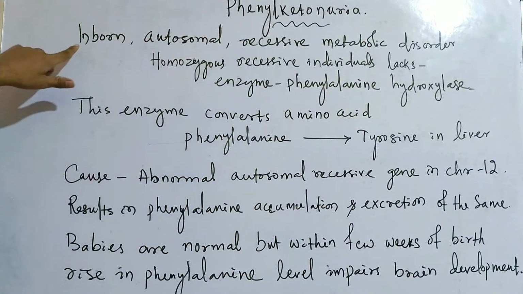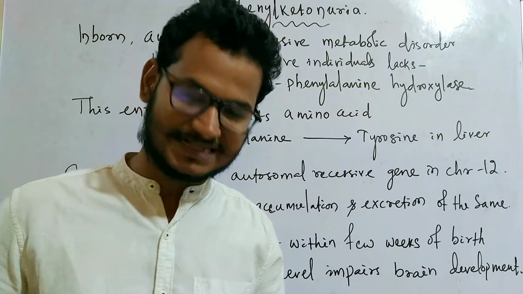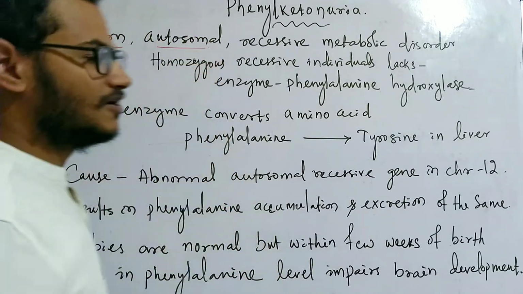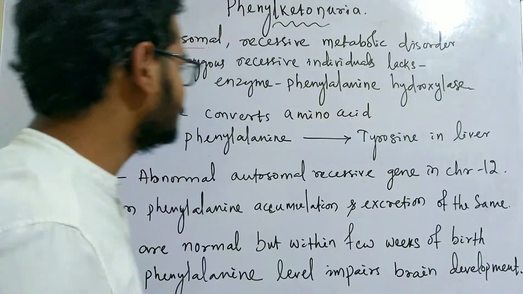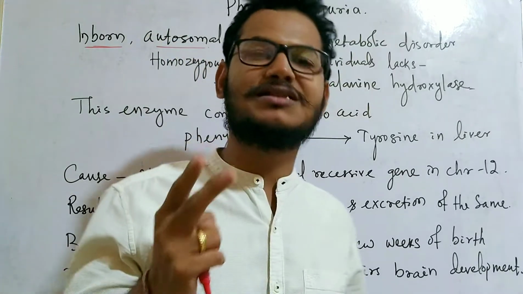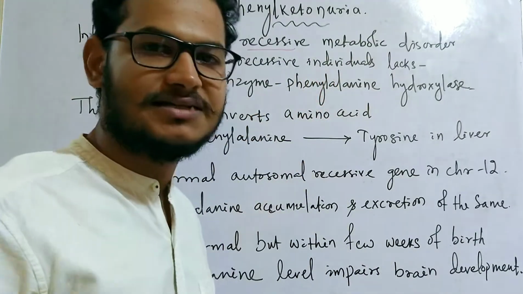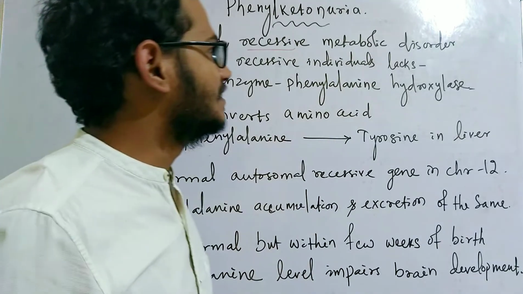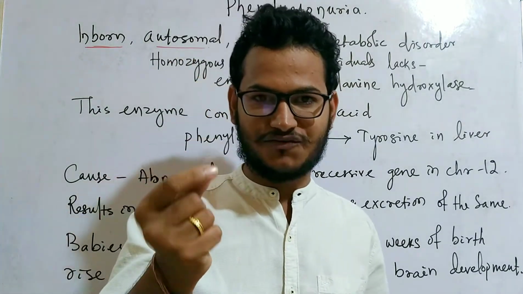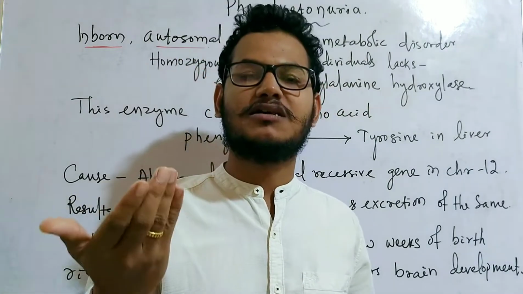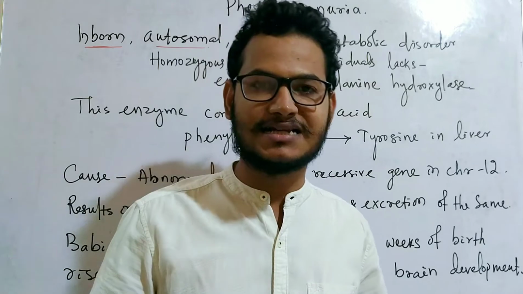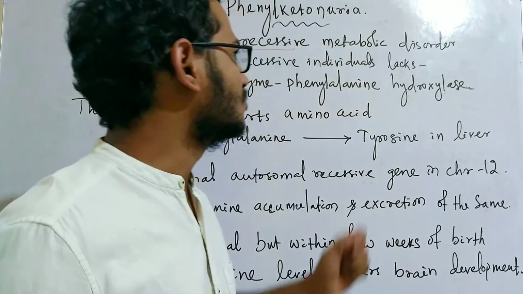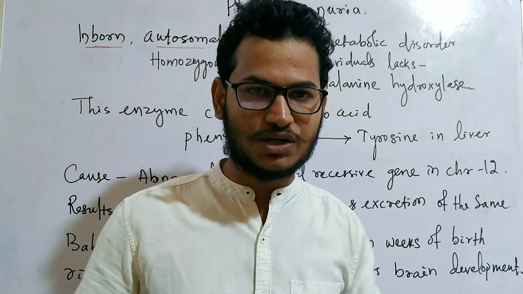This is an inborn autosomal recessive metabolic disorder. It means it is found during birth, and it is autosomal because the causing gene is present in an autosome. It is recessive because only when both alleles have the defective gene is the disorder found in the offspring. And it is a metabolic disorder because the gene responsible for producing a specific enzyme is not able to produce that enzyme. That is why phenylalanine, an amino acid, accumulates in our body, causing the disorder. So it is a kind of metabolic disorder.